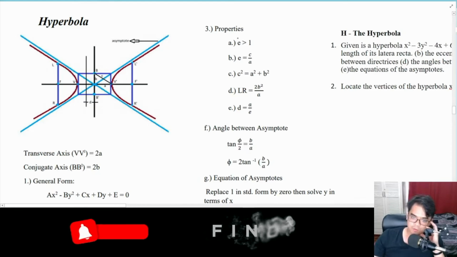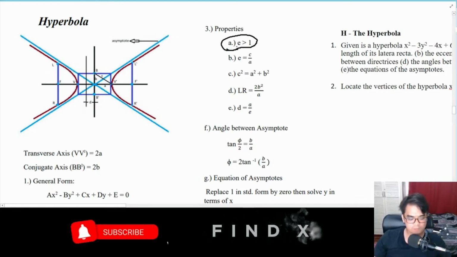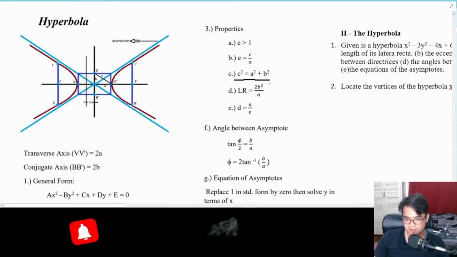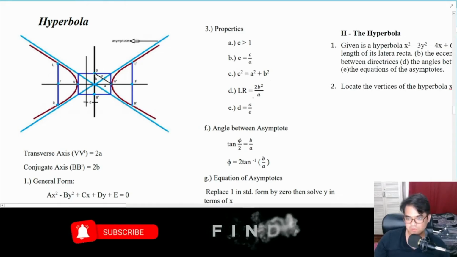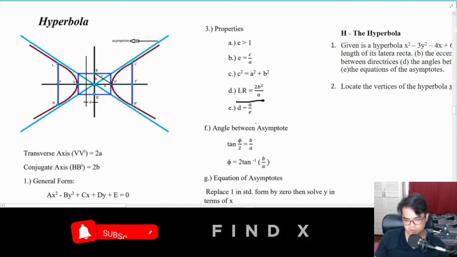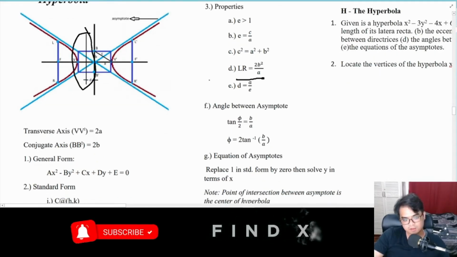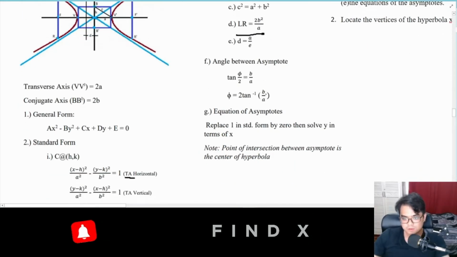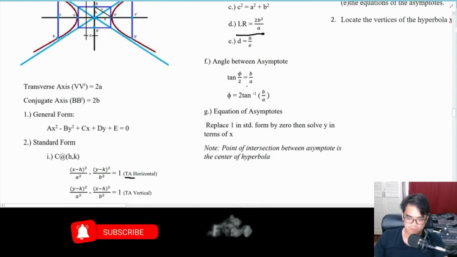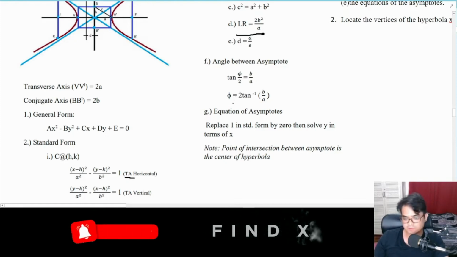Okay, and now the properties. Of course, the eccentricity of the hyperbola is greater than 1. E is still the same, e is equal to c over a, but the c is slightly different. It will now be c squared equal to a squared plus b squared. Latus rectum and the directrix d are still the same. I think I forgot to say that this d is the directrix. You can also find the angle between asymptotes, phi, which is equal to 2 arctan of b over a.